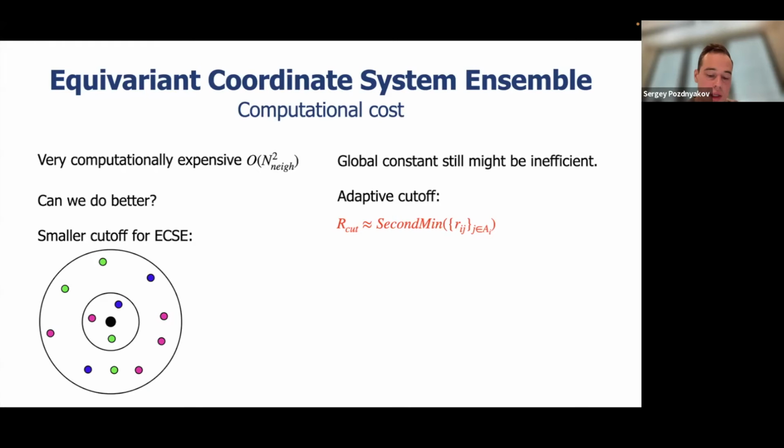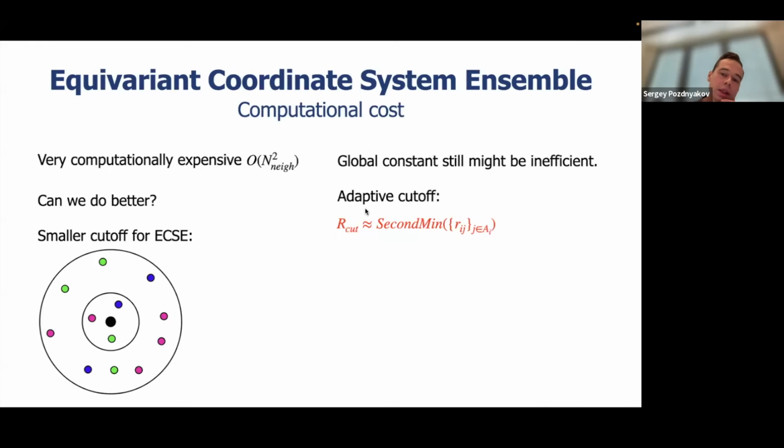The second observation is that there should be at least one good pair of neighbors inside this adaptive cutoff. In order for our symmetrization protocol to work, there should be at least one well-defined coordinate system. So summing all this together, it makes a lot of sense to define our adaptive cutoff to be something like the second minimum of all the distances from the central atom to all the neighbors.